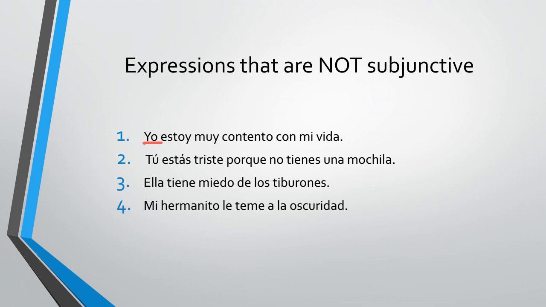Ella tiene miedo de los tiburones. So again, just one subject, and she's afraid of the sharks. Mi hermanito le teme a la oscuridad. So my little brother is afraid of the dark. These come across as just more facts and statements, and there's really no more emphasis on the first part of the sentence and the last part of the sentence. And so you just don't end up using the subjunctive in sentences like this. So as we do more and more subjunctive sentences expressing emotion, hopefully you'll see the difference in why some sentences we use the subjunctive and some sentences we just don't.